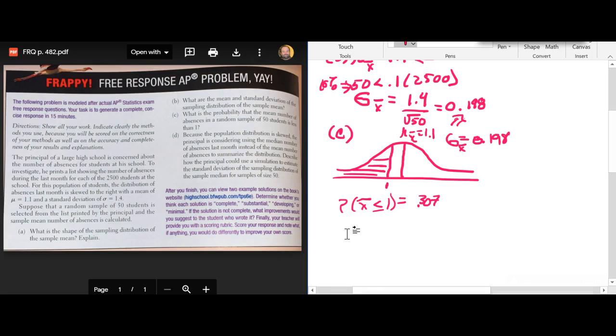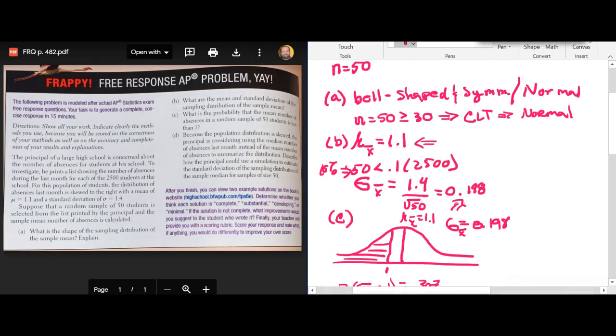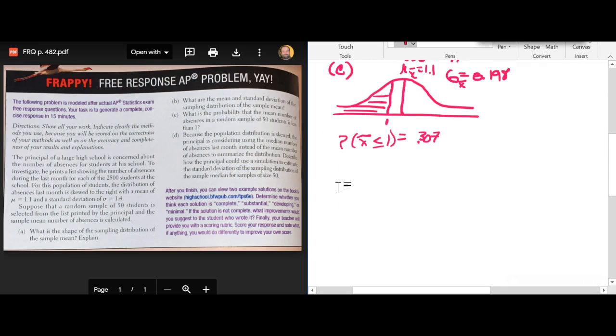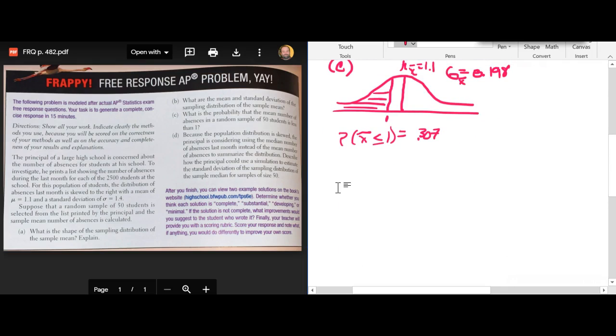Let's take a look at part D. D is like the meaty, more theoretical question in the whole thing. So let's drive down there. Part D asks the question, because the population distribution is skewed, the principal is thinking, oh, let's grab the median, right? Because there might be like an outlier here that's dragging things across, like some student who is absent all the time, and that if he hits the sample, that he's going to move the sample to the right, okay? So he says, what if I'm going to grab the median? So how would I find a standard deviation for the sampling distribution of the medians?